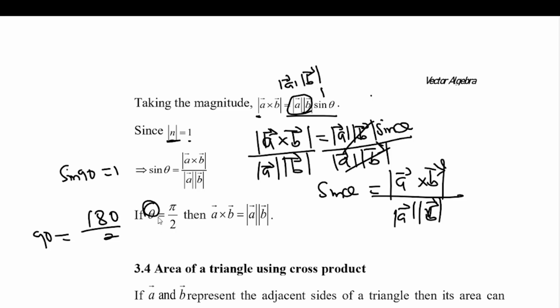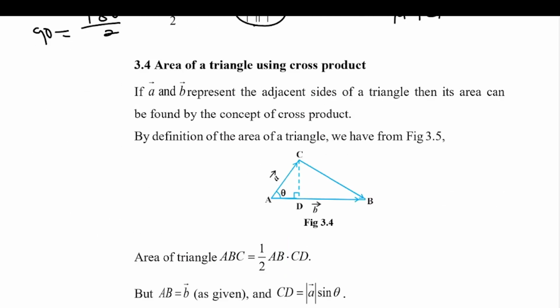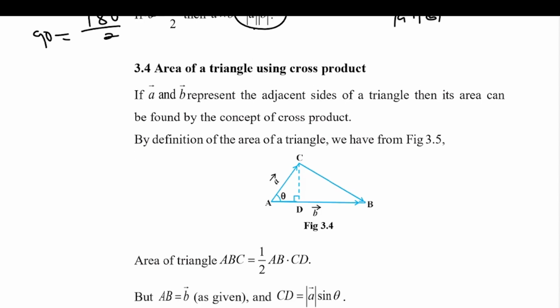So we should take notice of it. If the angle between the two vectors is 90 degrees, now what will happen is that the sine of the angle will give us 1. And for that matter, the cross product will be equal to magnitude of A times magnitude of B. It means that the two vectors are perpendicular in this case.